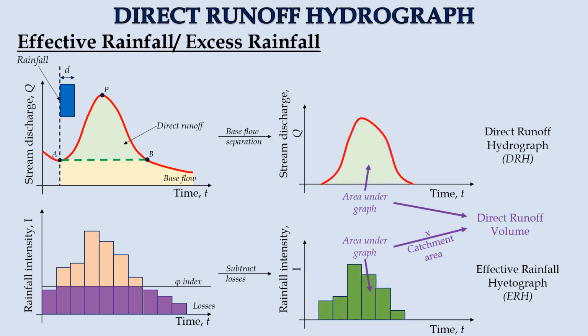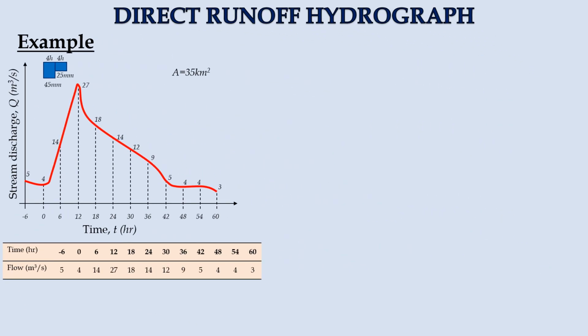Note that by multiplying the area under effective rainfall hyetograph with catchment area, we obtain total direct runoff volume. This should be the same as the area under direct runoff hydrograph. Let's look into an example. After a storm producing 45 and 25 mm of rainfall depth for 2 consecutive 4-hour duration, we obtain the following hydrograph of flow at an outlet of a 35 km square catchment. Let's see how we can calculate the phi index in this case.